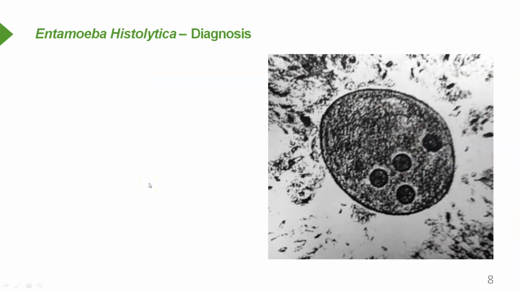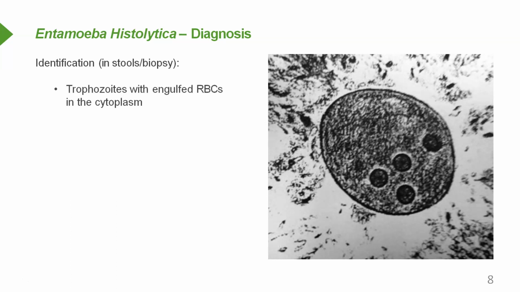Now coming to the diagnosis aspect of Entamoeba histolytica. The diagnosis is mainly carried out by examining stool or biopsy specimens, which will give you really good data and quickly identify the trophozoites with engulfed RBCs in the cytoplasm. So you can see here the cyst, which divides by binary fission, up to 4 nuclei. That may give you the real picture, and serology is helpful and antigen testing may be helpful.